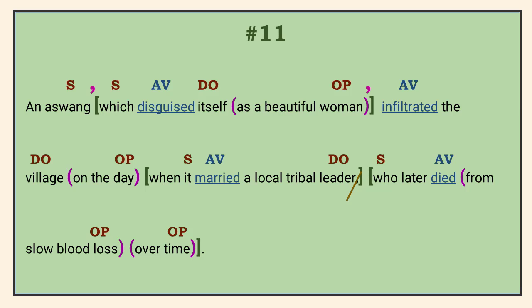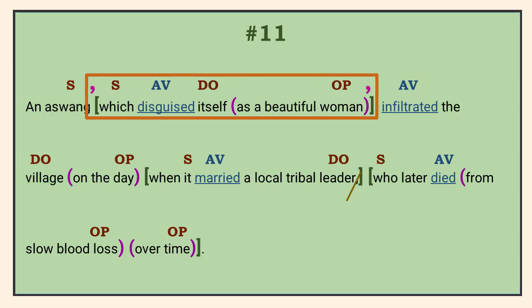Number 11. The independent clause is, "an Anansi infiltrated the village on the day." It may sound a bit awkward, but remember that in real terms, all the words that modify the complete subject and complete predicate in a clause are part of that clause. So technically, the independent clause includes all of the three dependent clauses here.